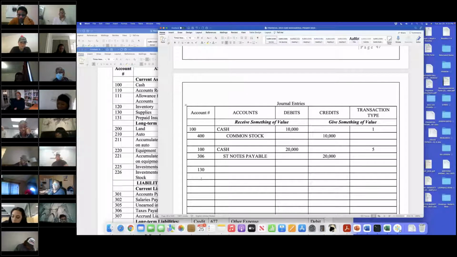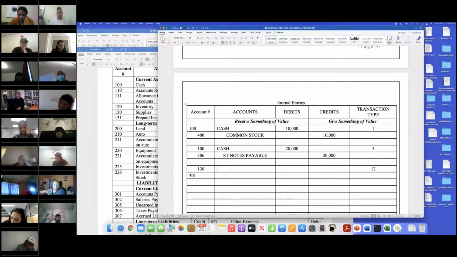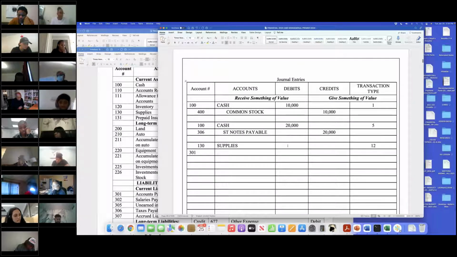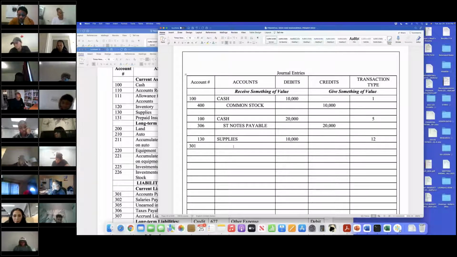We said this was a type what? 12. Well, so we're going to debit supplies for what? The 10,000, wait, was it 10,000? Oh, it was 130. $10,000. And we're going to credit accounts payable for $10,000.